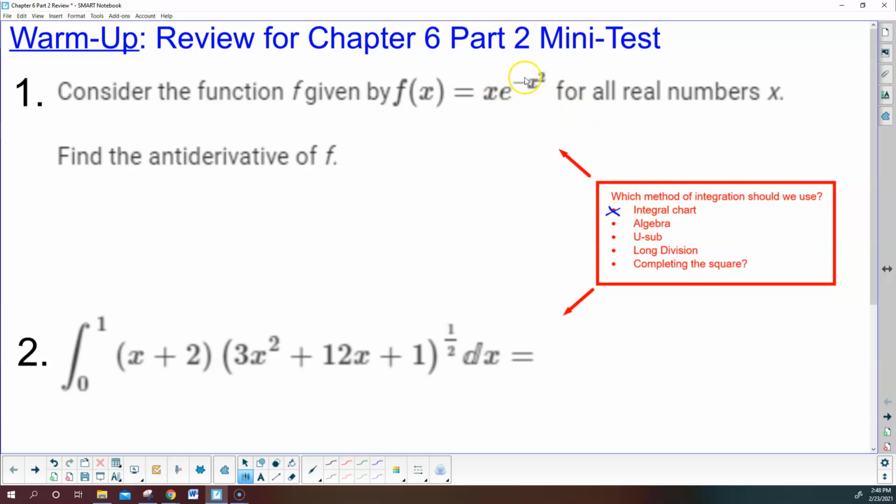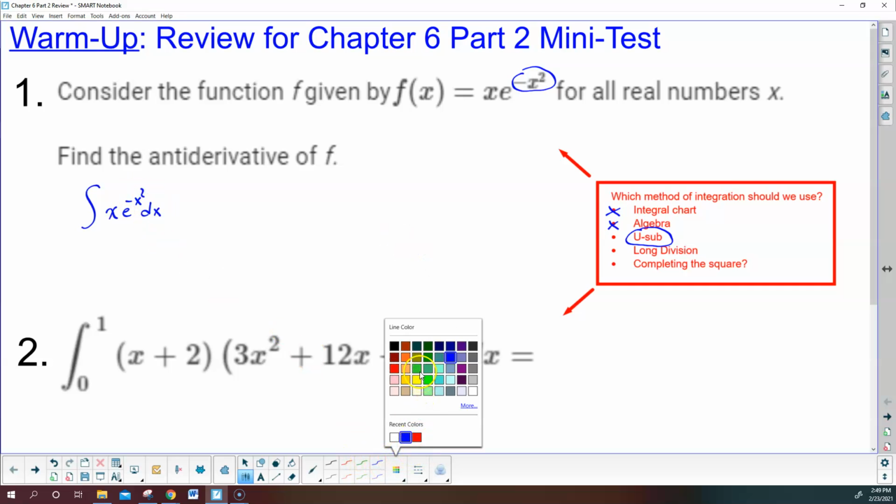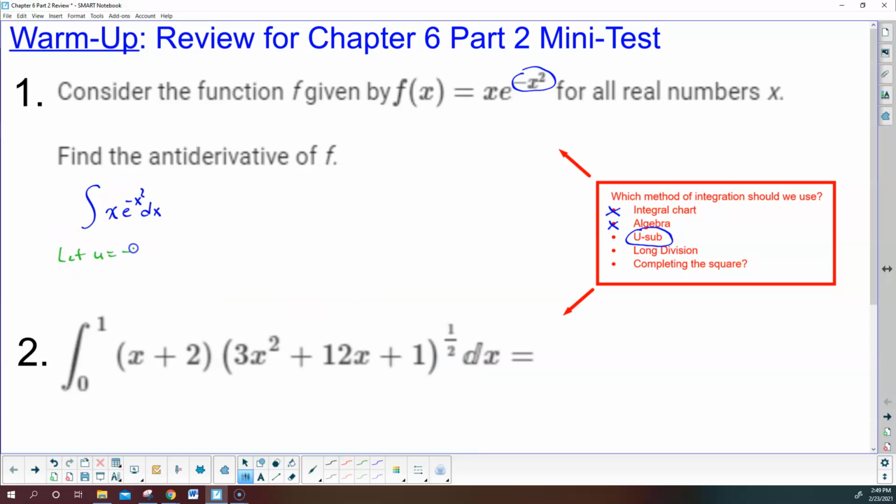Is it algebra based? I can't factor anything out. And since those two don't work, usually U substitution is the next viable option. In this case, it is. So what I'm going to do is let U, let me set up this integral. I want to find the antiderivative using U substitution. So I'm going to let U equal the innermost part, negative x squared.